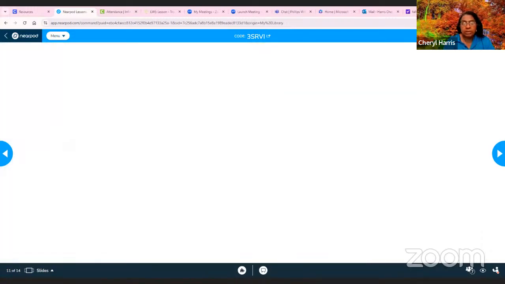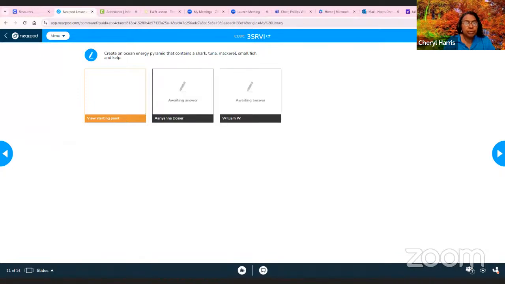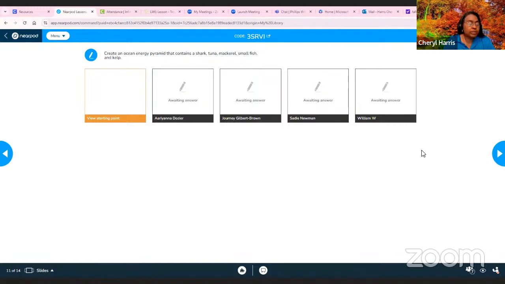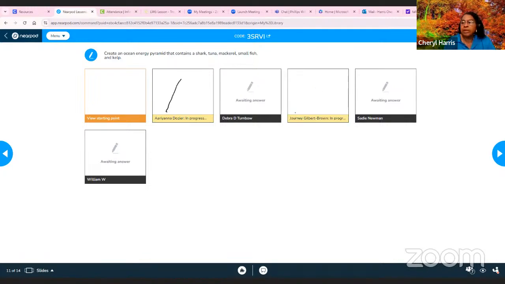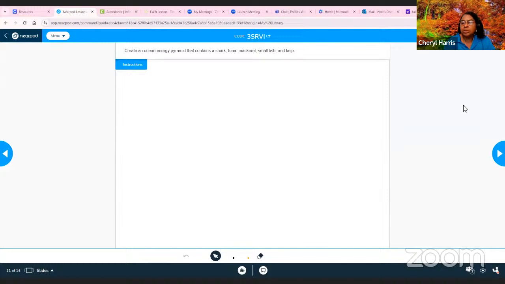All right, it says let's create. You're going to create an energy pyramid, and you are going to use kelp, which is like seaweed, small fish, mackerel, tuna, and a shark. You actually have to draw a pyramid and add these organisms in where they belong. I'm going to switch to student mode and leave it right there so everybody's not watching you draw.